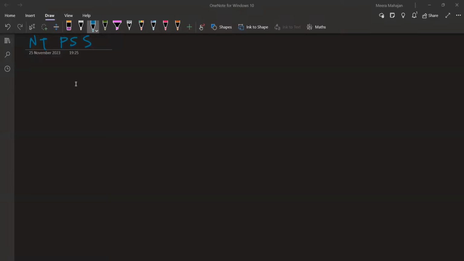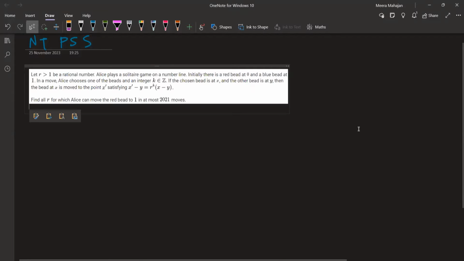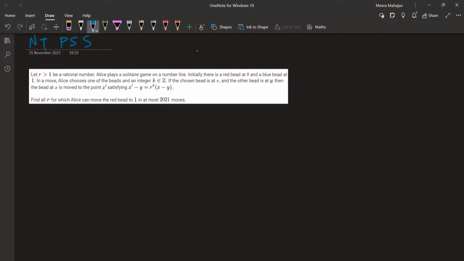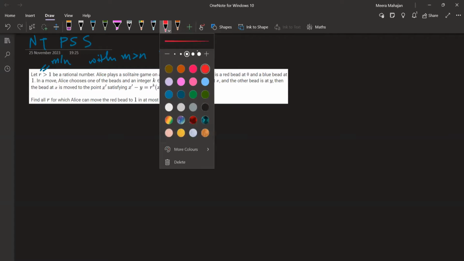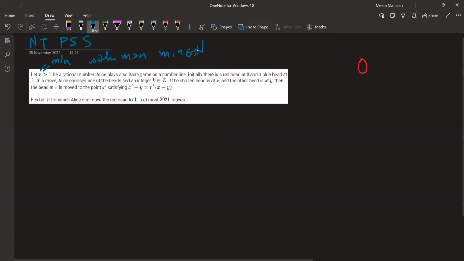Here is the first problem. You have a rational number R, R is m over n, with m greater than n, and m and n positive integers. A rational number R is given, then you have a game on a number line where there is a red bead at 0 and a blue bead at 1. And in every move, you pick one of the beads.